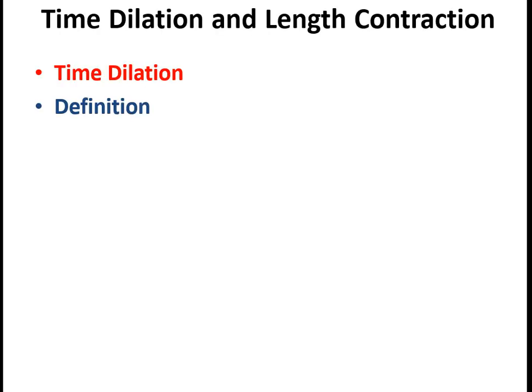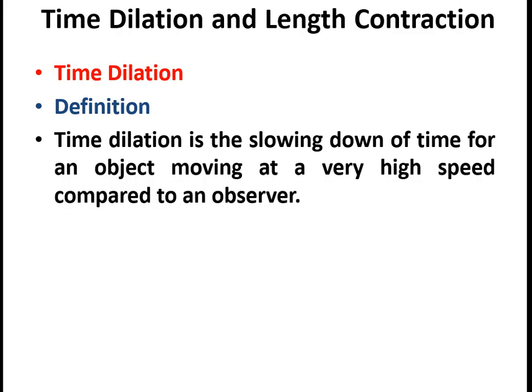Definition of time dilation. Time dilation is the slowing down of time for an object moving at a very high speed compared to an observer.